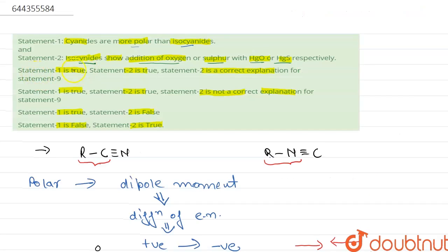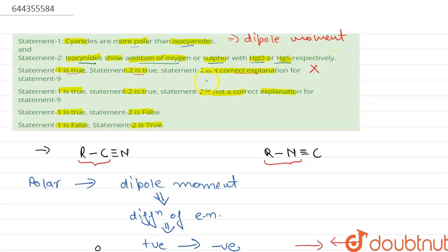In option first we have the statement first is true, statement second is true, and second is correct explanation for statement first. This is wrong because statement second is not the correct explanation for the statement first, because the polarity of a molecule depends upon dipole moment, not on the reaction with HgO and HgS. So here the option first is wrong.